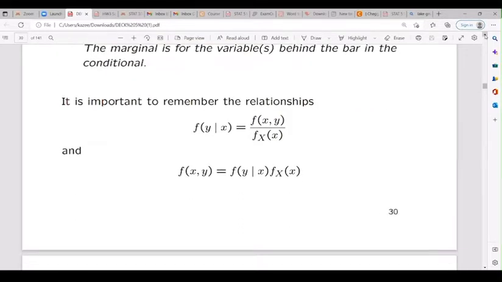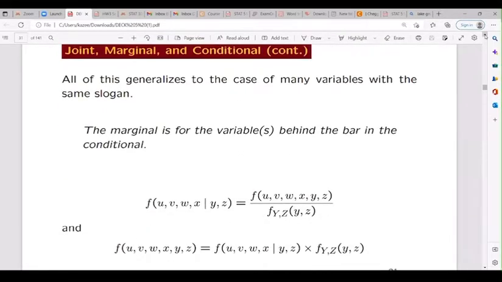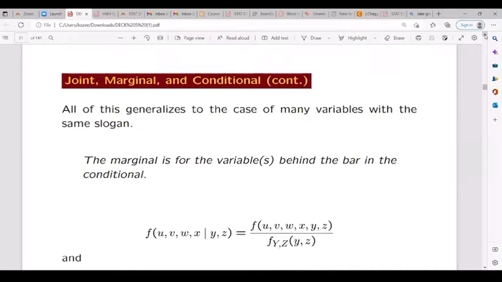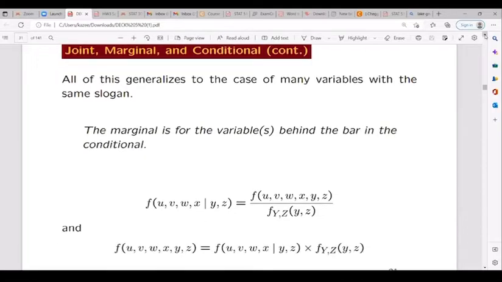I think I've walked you through all of that. Now I want to move to a situation where we have more than two variables. Take a look at this one. I want to find f of u, v, w, x given y, z. That is 6 variables.